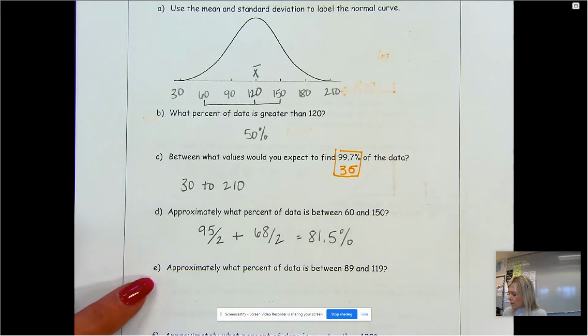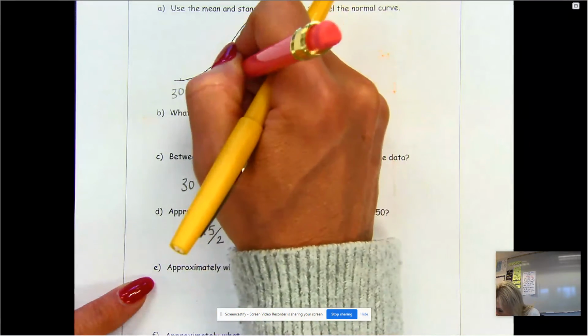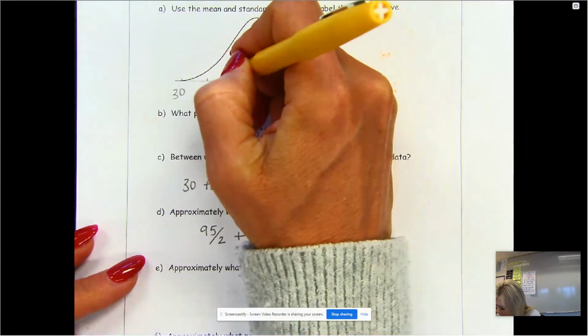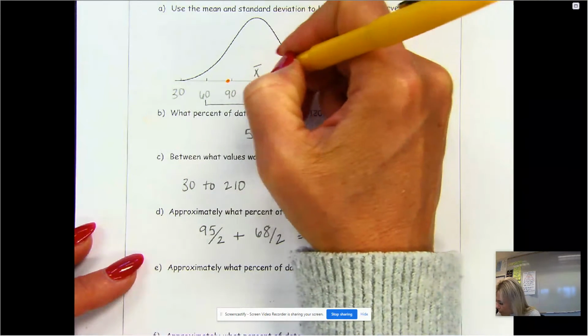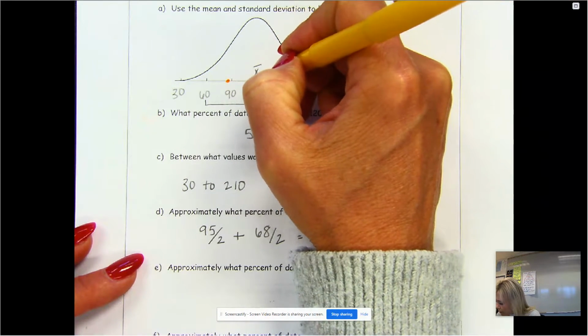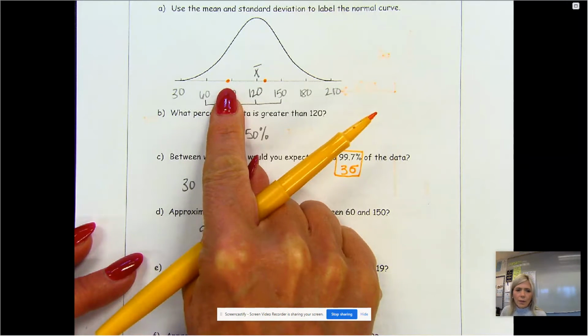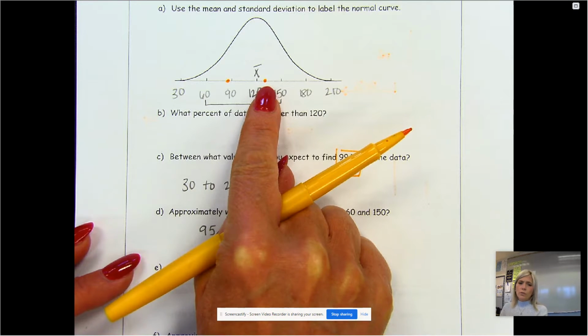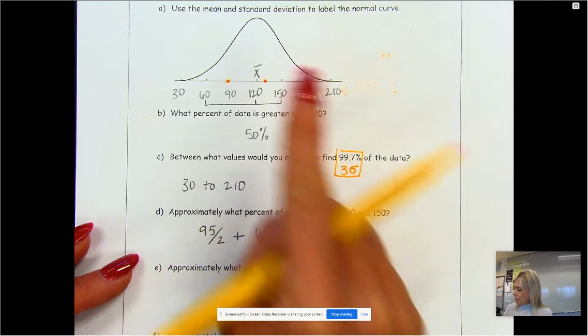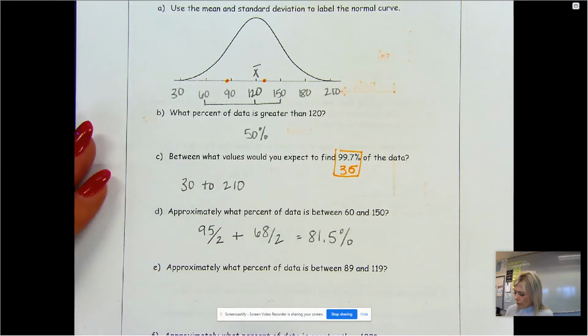Okay, the next question, between 89 and 119. Well, both of those values are not on whole number standard deviations. 89 is right here before 90, and 119 is somewhere between 90 and 120. So we have just over 1 standard deviation below the mean, and then not a whole standard deviation above the mean. So we're going to have to find a z-score for each of those.